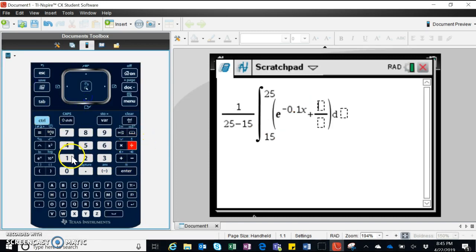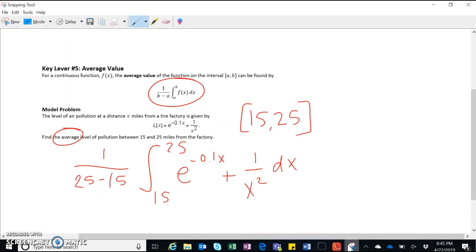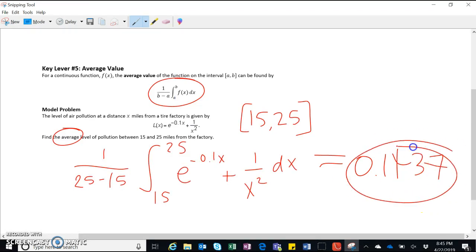So I just type the rest of that function in, put my dx on the end of my integral, and my average value is 0.1437, which I can then record and be done.